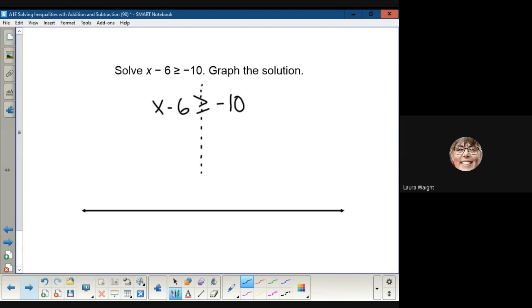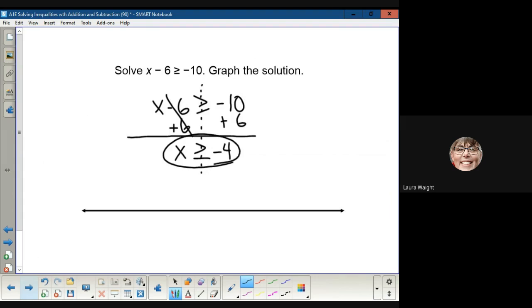Now on this left side, x minus 6, in order to get rid of that negative 6, let's add 6. Let's make sure we do the same thing to both sides though. This creates this cancellation right here. We have x is greater than or equal to negative 10 plus 6, which is negative 4. And there is our solution.